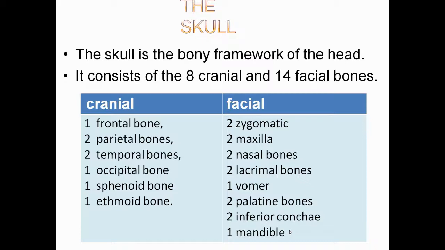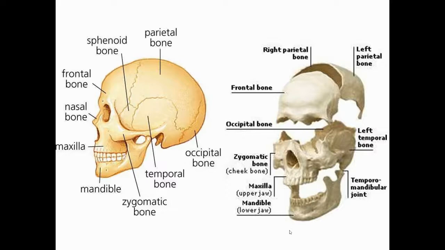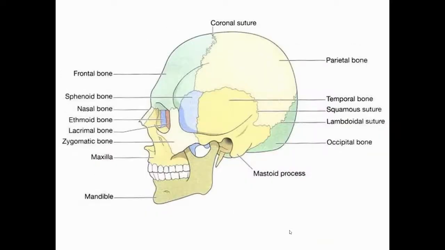Cranial bones: frontal bone, parietal bones, temporal bones, occipital bone, sphenoid bone, ethmoid bone. Facial bones: 2 zygomatic bones, 2 maxillae, 2 nasal bones, 2 lacrimal bones, 1 vomer, 2 palatine bones, 2 inferior nasal conchae, and 1 mandible. So all these bones constitute the skull. We can see here the bones of the skull, and we can also see the sutures.